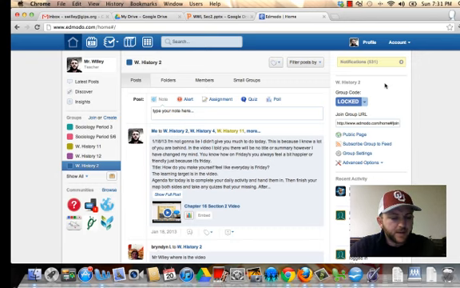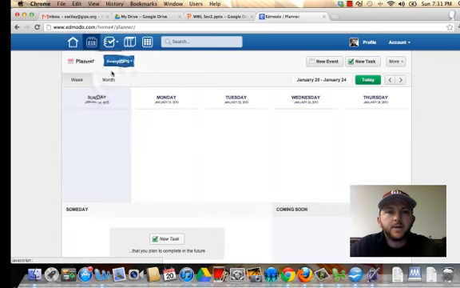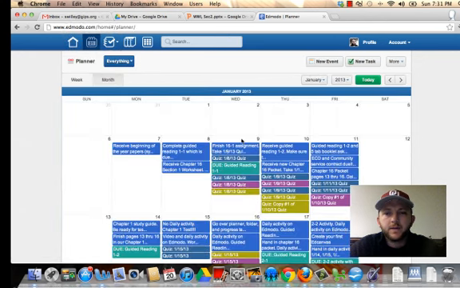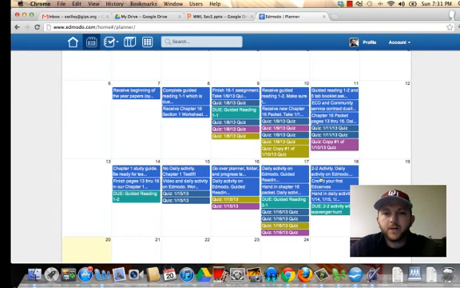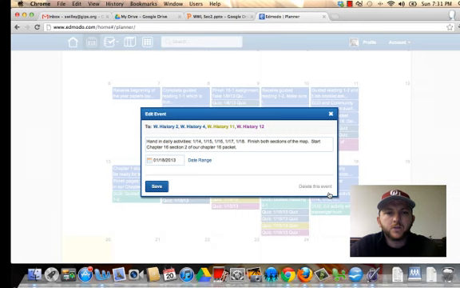If you have not handed in your daily activities from last week, make sure you do so. If you go up to the planner here and click on that, and then you click on the month, and then check out the agenda or the planner, it says here that you were supposed to hand in daily activities 14, 15, 16, 17, and 18. So make sure you get those handed in as soon as possible.